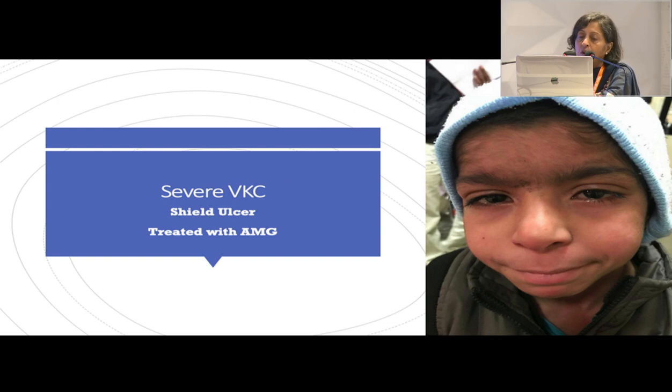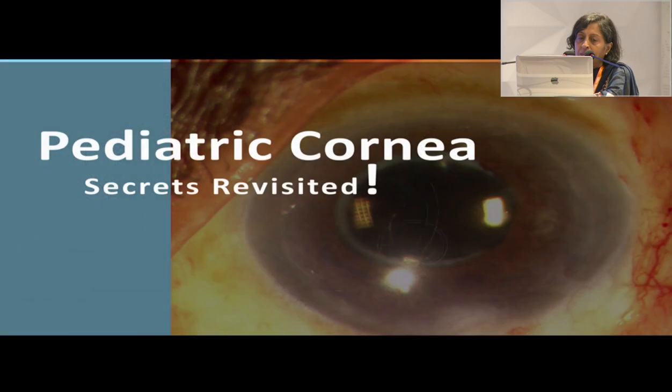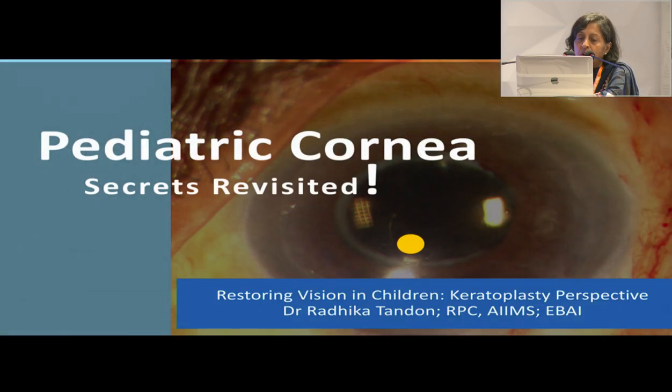Here's an example of VKC with a shield ulcer, and if the child is treated with AMG, you can avoid keratoplasty. So you need to have a holistic view. Another child with firecracker injury has been treated promptly. So just a little bit about pediatric cornea, restoring vision.